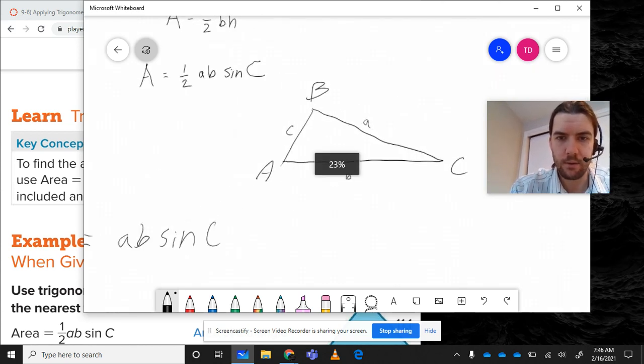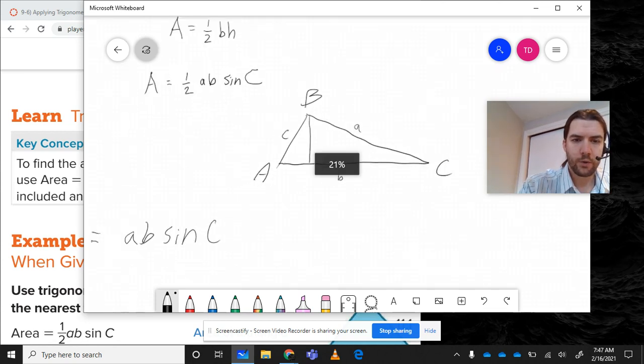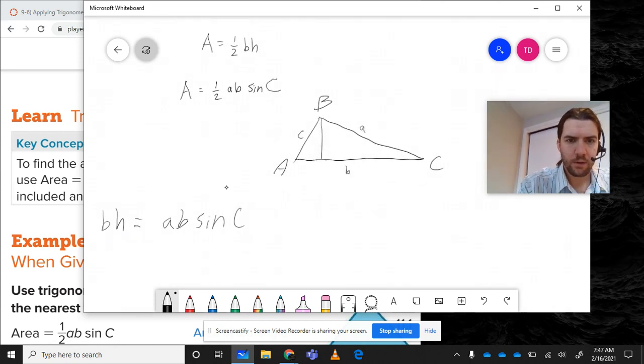I can make it into some right triangles if I drop a line down right here. Okay, so if I drop that line down right there, then we do have a right triangle. And we can talk about what sine of angle C really means. So sine is part of SOHCAHTOA. It's talking about the opposite and the hypotenuse.